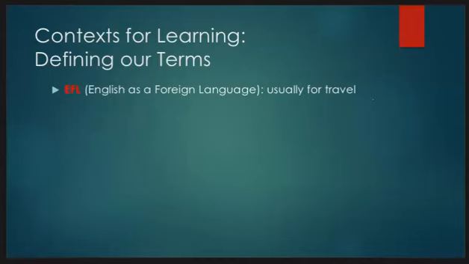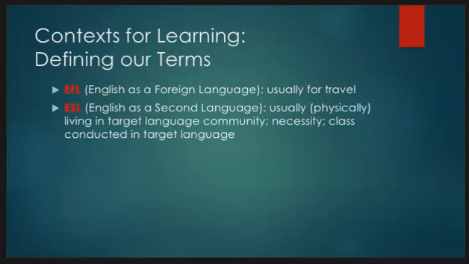That's English as a foreign language, when you're not living in the target language community where English is spoken around you. Then there's ESL, or English as a second language, and that's usually taught when the students are physically living in the target language community. So English is spoken in the community outside the classroom. It's usually out of necessity. These students really need to be able to learn English in order not only to survive, but again, hopefully to thrive in the English-speaking community around them.